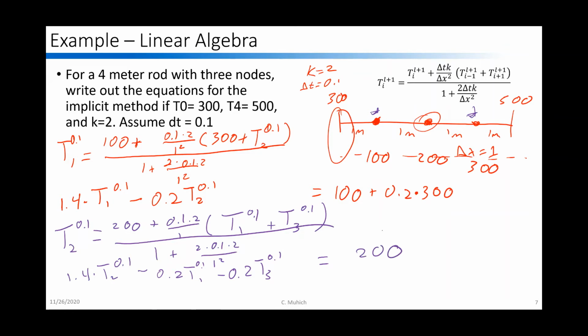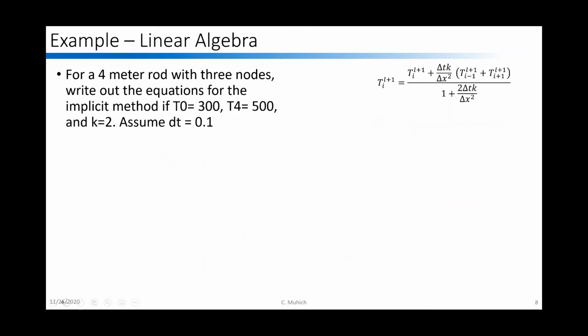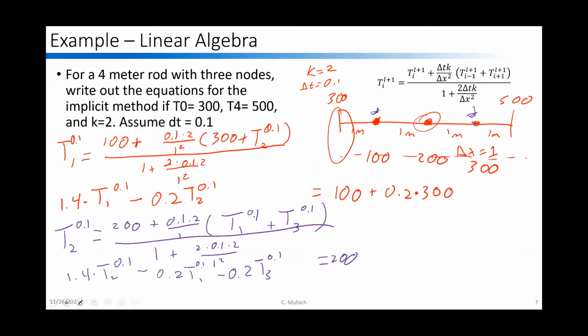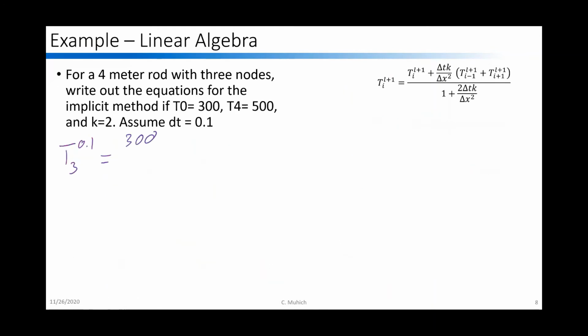Okay, so now let's go on to the next slide, and maybe we can fit that final one in over here. We'll go on to the next slide and do this again. Okay, so now we're ready for T3. T3 at 0.1, the original temperature there was, say, 300 plus 0.1 times 2 over 1.